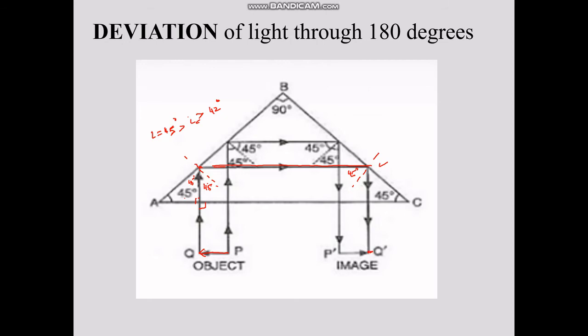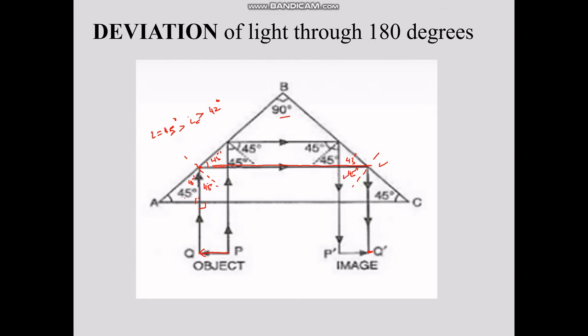Now, if you wonder why this is 45, then you can very easily see that this angle was what? 45 degrees, isn't it? This is 90 already there. So what will this third angle be? 45 degrees. So since this is the normal, this angle of incidence will be 45 degrees.